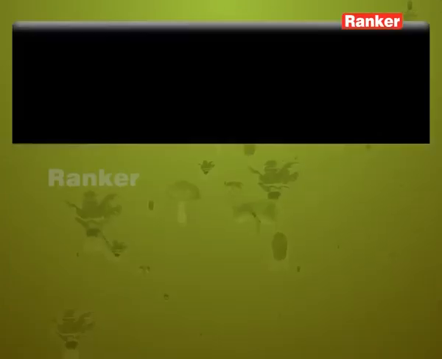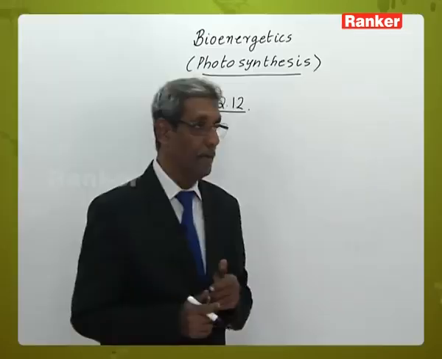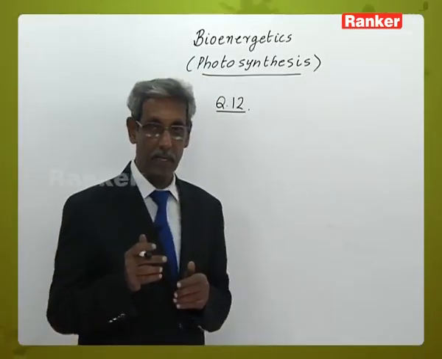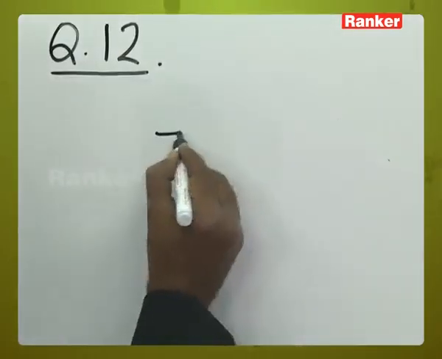Question number 12. In non-cyclic photophosphorylation, photosystem 1 is reduced by A. Electrons from photosystem 2, B. Hydrogen from photosystem 2, C. Electron from ferredoxin, D. Hydrogen from water. When we are dealing with non-cyclic photophosphorylation, it means we are dealing with a Z scheme.